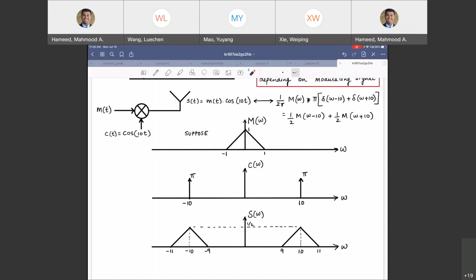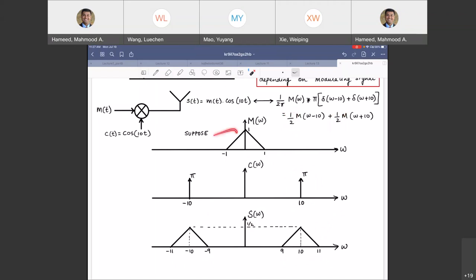Center frequencies are plus 10 and minus 10, and the width is what? 2. So 9 to 11 over here, negative 11 to negative 9 over here. All of these are in radians per second. And the amplitude goes to half because of this half over here and half over here.